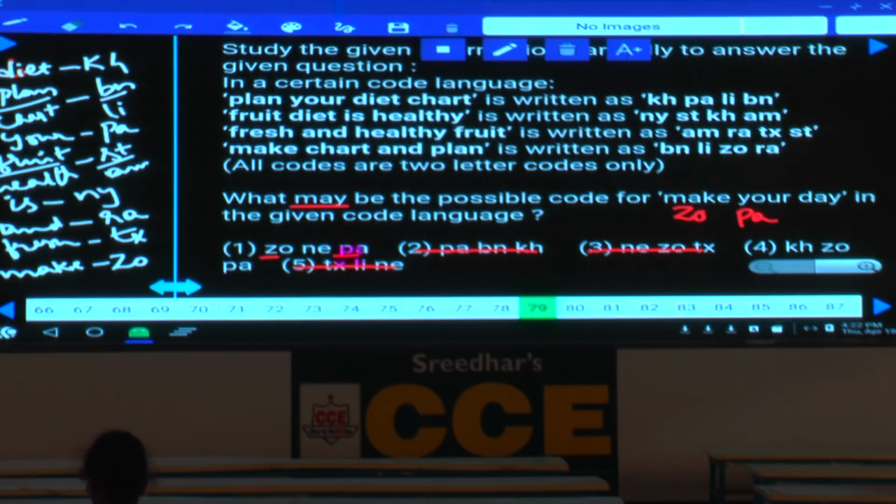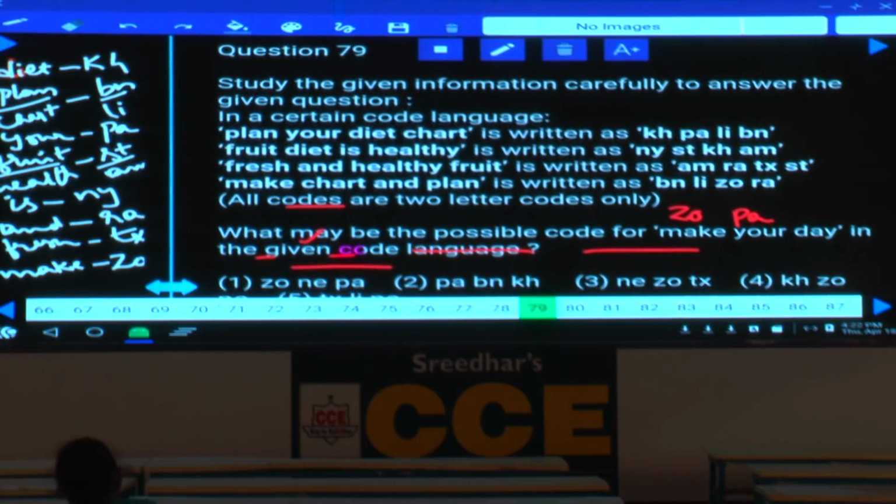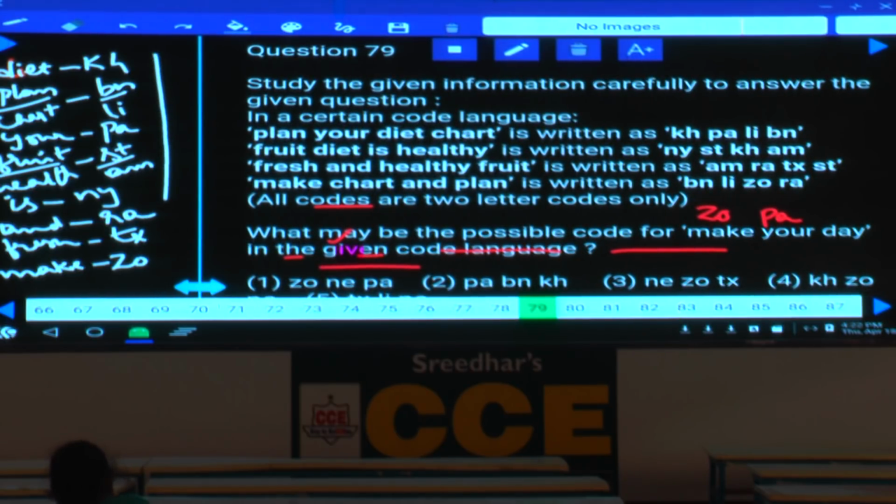Now we are left with either choice 1 or choice 4. Now ZOPA and day is left over. Tell me what could be the code to this word day? Can NE be the code for day or not? Yes, because NE is nowhere repeated anywhere in the given statements, and NE is the code, that is choice 1. And choice 4 cannot be your answer because KH cannot be the code to the word day, because for diet, KH is the code. Hence, choice 4 cannot be the answer, only choice 1.